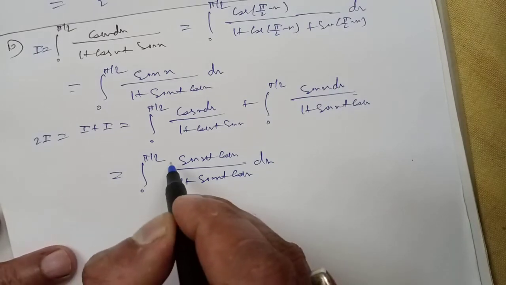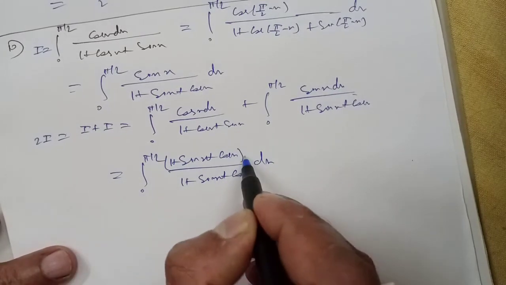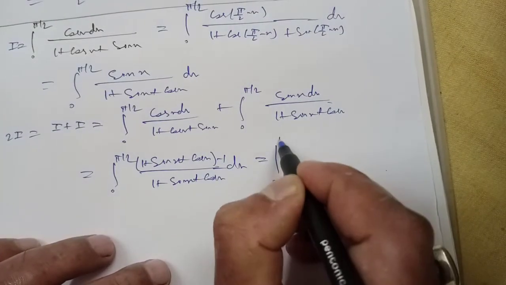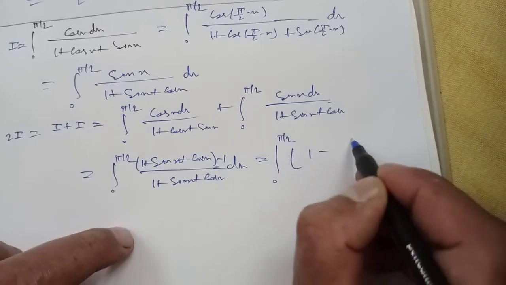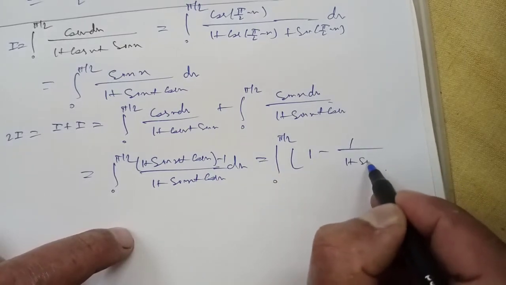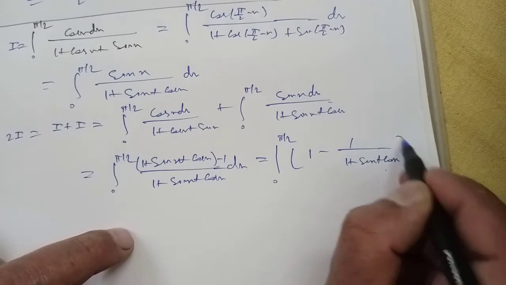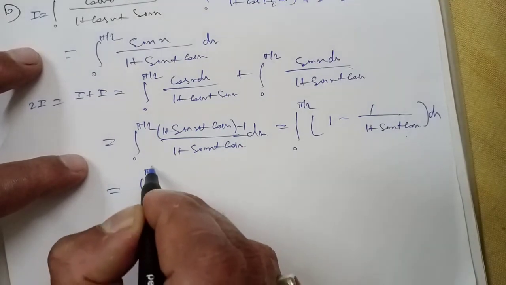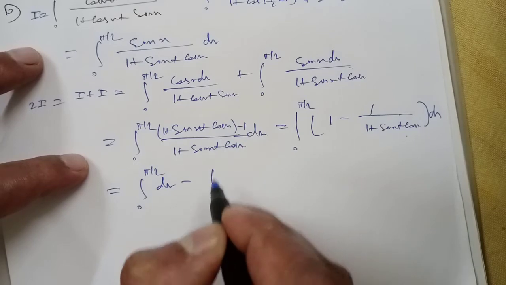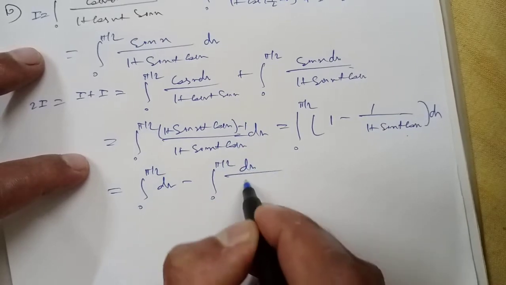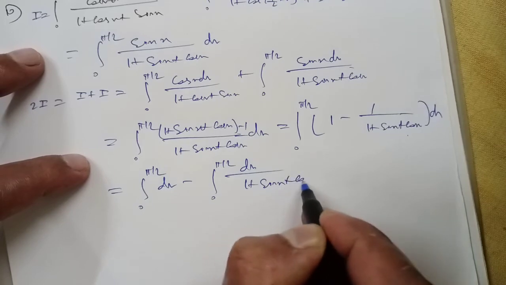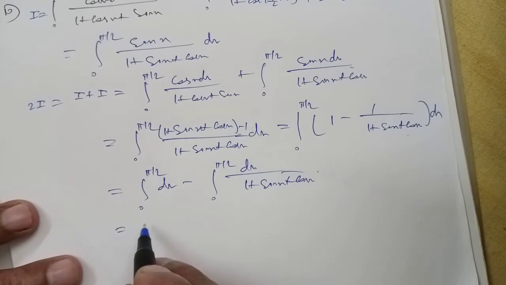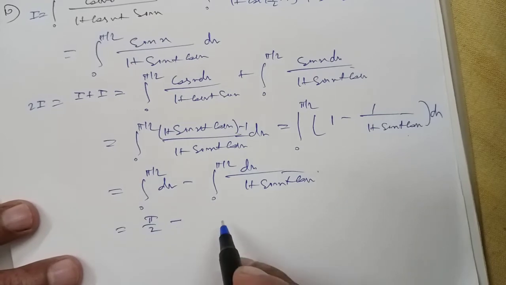Now if we write 1 extra here, then you write minus 1 here, then you get 0 to pi by 2, 1 minus 1 by 1 plus sin x plus cos x, then dx. Now you can write it as two integrals, 0 to pi by 2 dx minus 0 to pi by 2 dx by 1 plus sin x plus cos x. Your first part will be pi by 2, it is obvious.